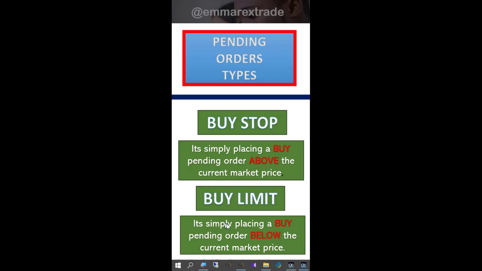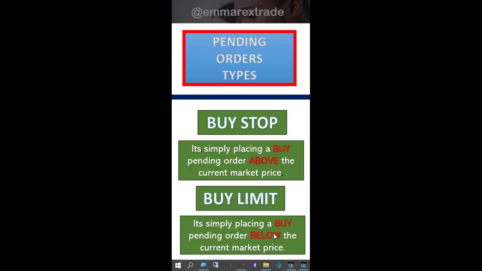Buy limit order is simply placing a buy pending order located below the current market price. Now the difference is they are both buy trades, right? But the buy stop is located above the current market price, okay, on your phone. Then the buy limit is located below the current market price.